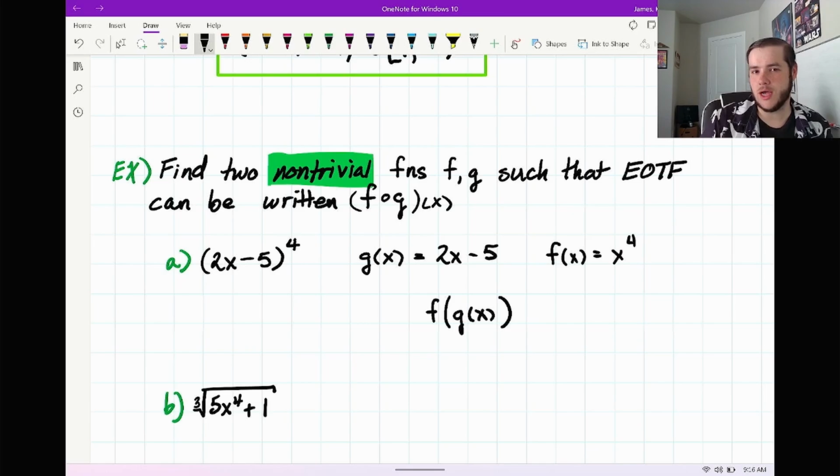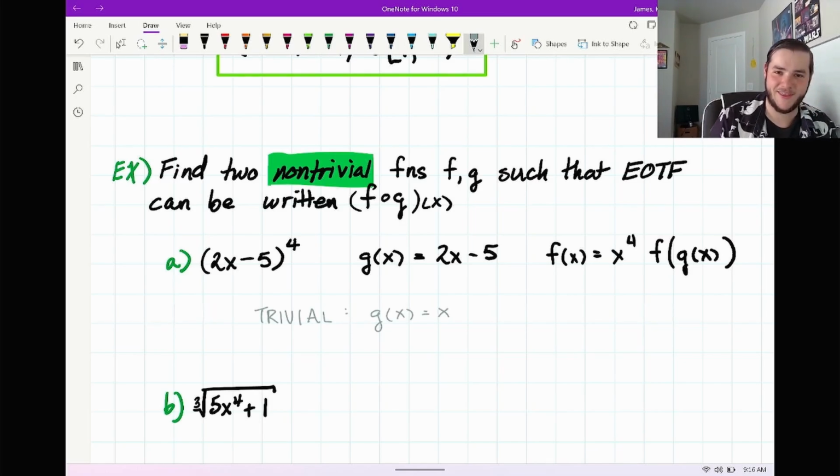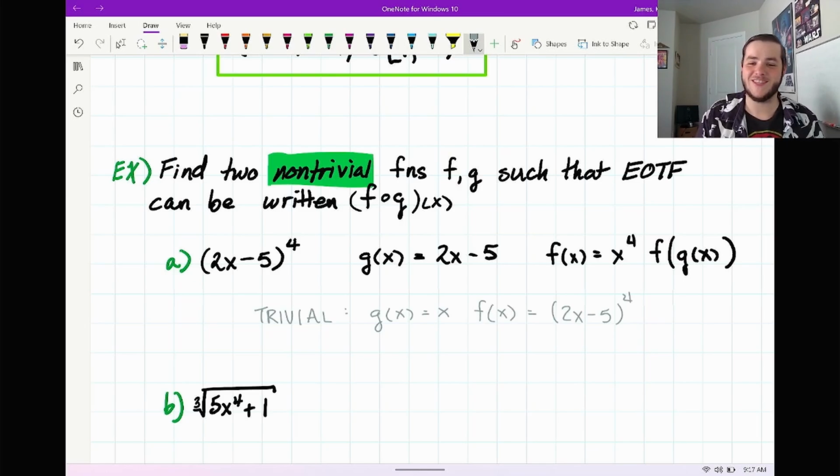Now, what does the word non-trivial here mean? Well, I could do something cheap, right? I could take a cheap shot at this problem. And the trivial way, I'm going to write it in gray, would be to just say g of x is just x, and then f of x is everything else. Because I'm just plugging x into f as I've written it here, but that's kind of a cheap shot, right? That's not what we're looking for in this problem. Go ahead and pause the video here to see if you can do part B on your own.